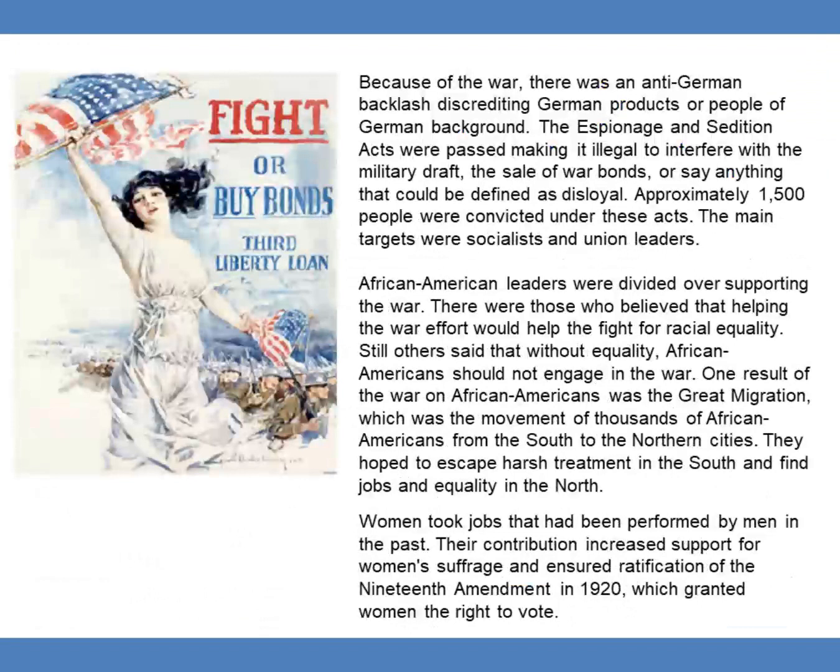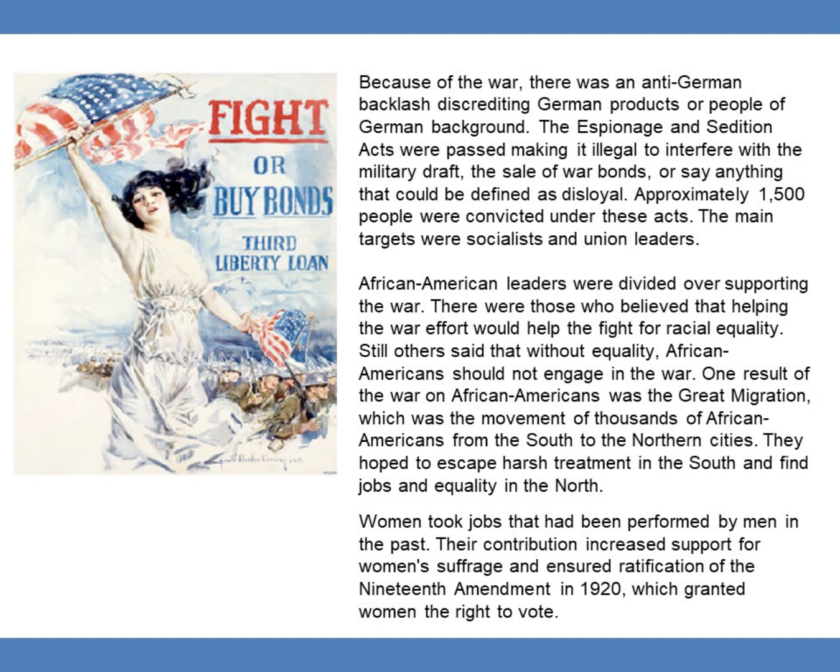Because of the war, there was an anti-German backlash discrediting German products or people of German background. The Espionage and Sedition Acts were passed, making it illegal to interfere with the military draft, the sale of war bonds, or say anything that could be defined as disloyal. Approximately 1,500 people were convicted under these acts. The main targets were socialists and union leaders.